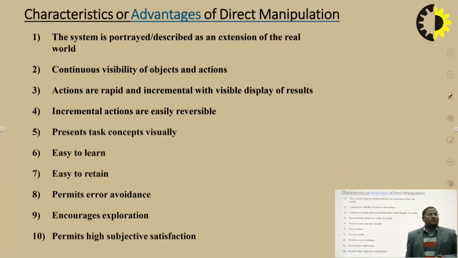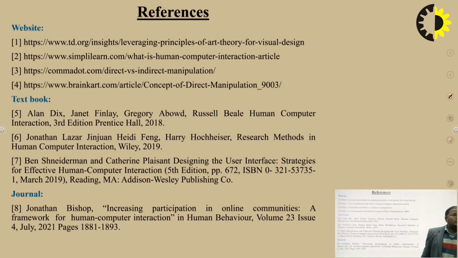So these are the different references which I have used while making this lecture. 4 websites, 3 textbooks and 1 journal paper are used.